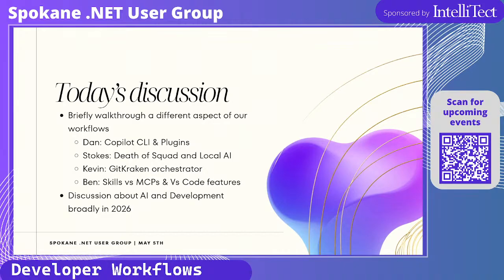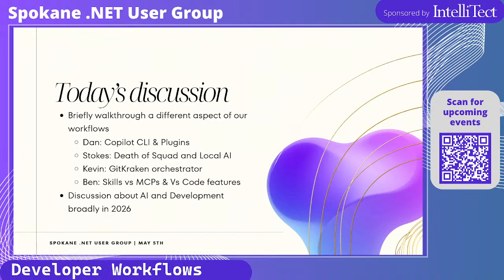But diving into today's discussion, we're just going to be talking briefly through each of our different workflows. So these are the topics I'm going to cover. I'm going to be talking about the Copilot CLI and then plugins. Stokes, you're going to be talking about the Dev Squad and local AI and some other fun stuff. Kevin will be talking about the GitKraken orchestrator. He has GitKraken socks, GitKraken jacket, a shirt, so he's paid to do this.